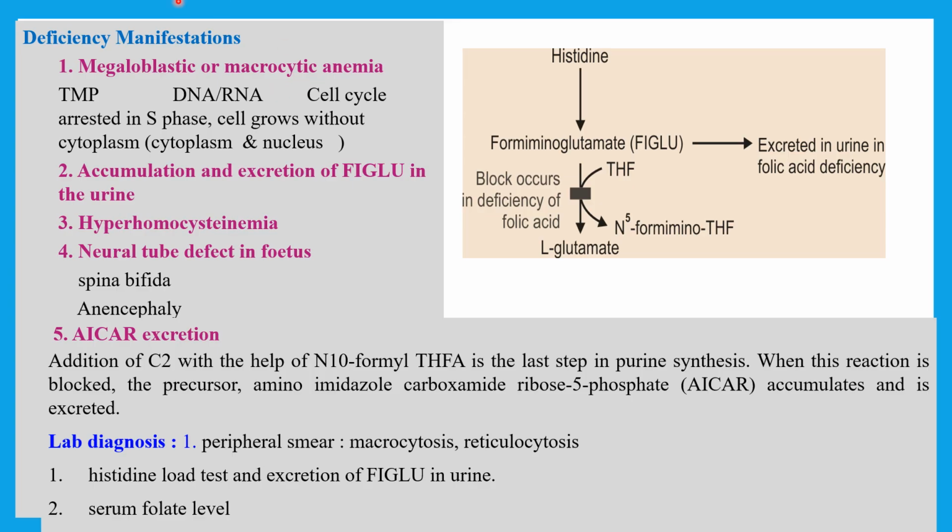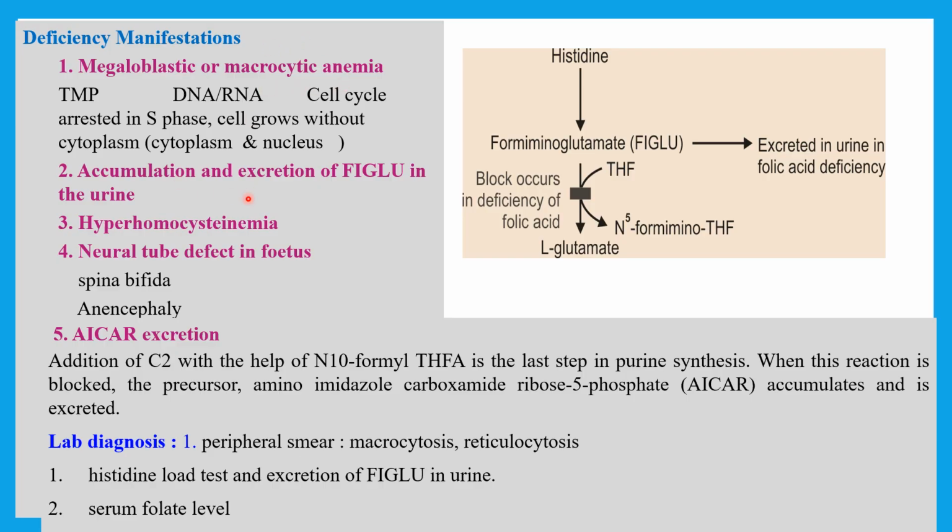Deficiency manifestations are in the form of megaloblastic or macrocytic anemia, because you have seen the role of folic acid in the synthesis of thymidylate monophosphate, which is an important nucleotide for the synthesis of DNA and RNA. Due to the deficiency of folic acid, the purine ring is also not formed. So DNA and RNA synthesis is badly affected. The cell cycle is arrested in S phase, and the cell grows without dividing its cytoplasm. So it is very peculiar in structure, known as megaloblastic or macrocytic RBCs.